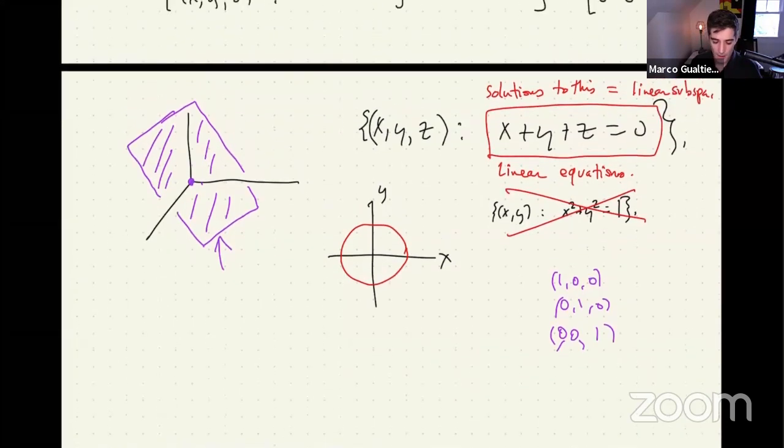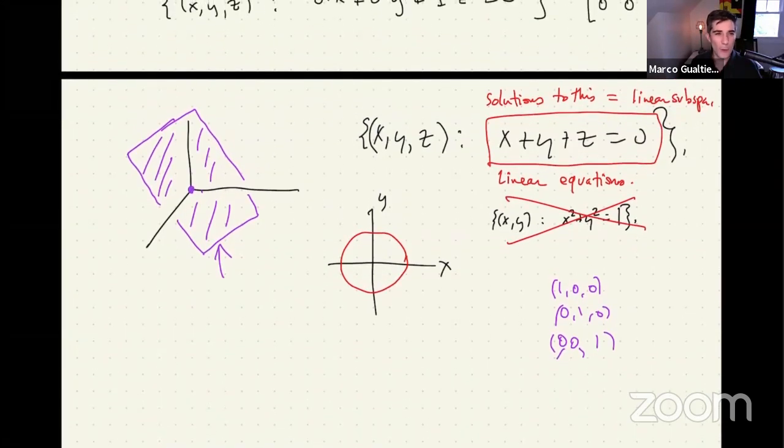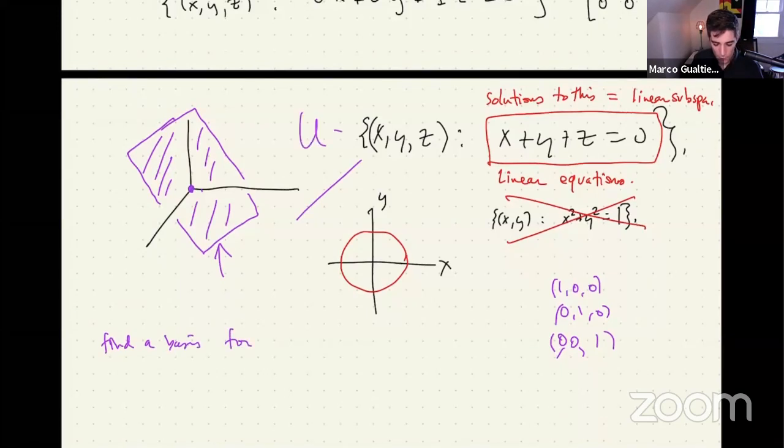So that's what happens when you find new vector spaces by imposing constraints: they become a little bit more abstract, in the sense that they don't have a preferred basis that you can rely on. And so I could ask you a question right away. I could say, find a basis for U. That would be a good question to ask.